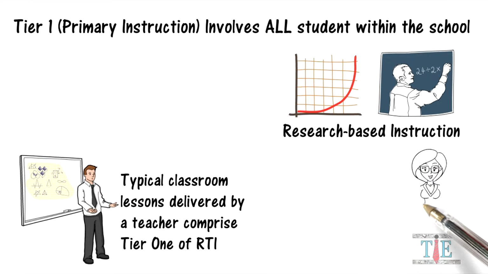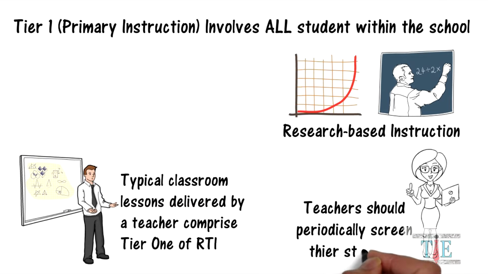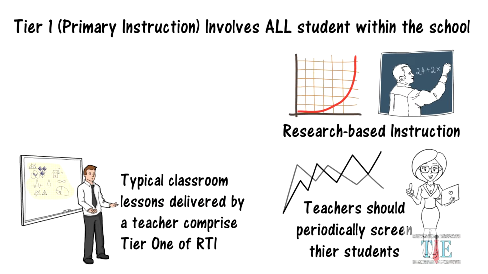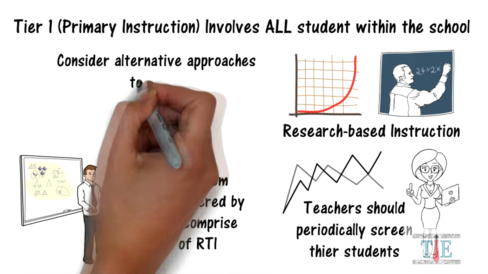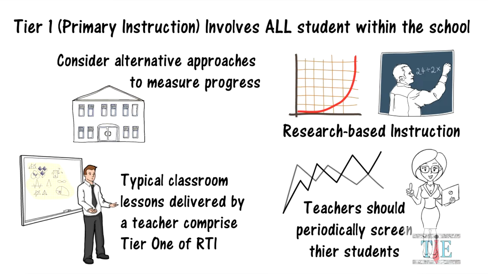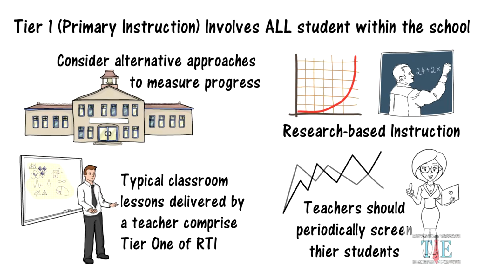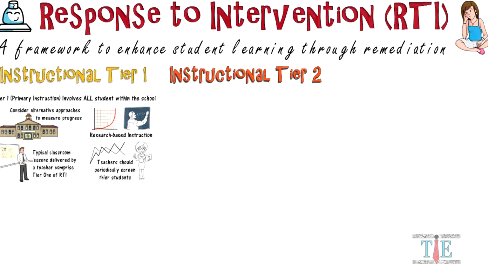Progress monitoring and screening are at the heart of Tier 1 response to intervention. Teachers should periodically screen their students, and administrators as well should partake in evaluating students. We should consider alternative approaches to measure progress, not just standardized tests. Also, it is important that every child in the school be included, special education, general education, and so forth. Moving on, instructional tier number 2.